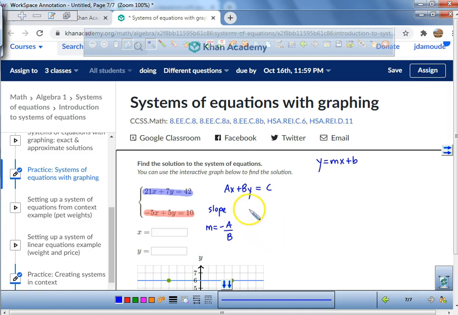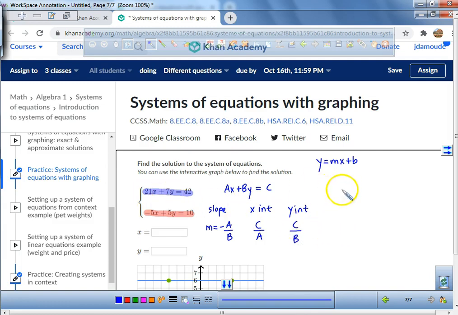Now, the x-intercept. It's a cool little formula here. The x-intercept is always the c value divided by the a value. And the y-intercept is always the c value divided by the b value.